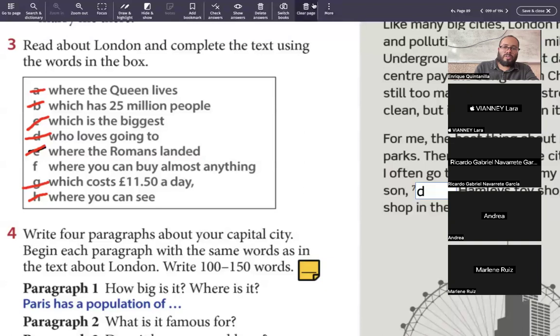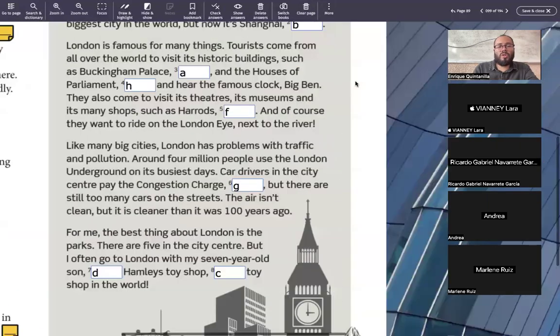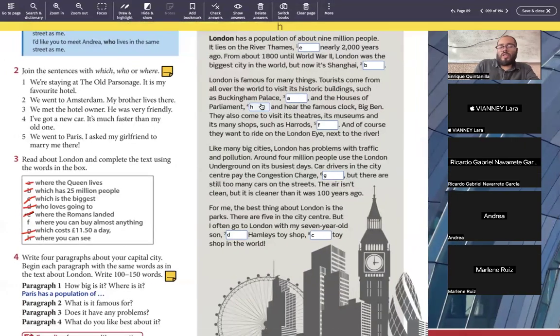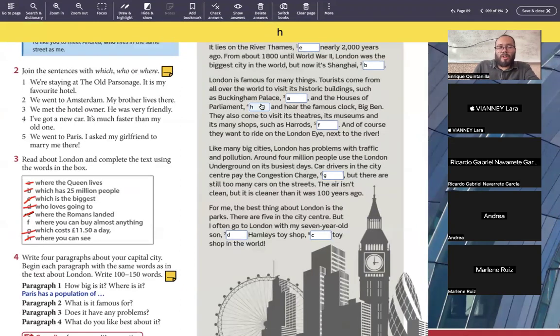Okay, guys, as you can see, it's easier to do that, no? To identify, first read the text without the answers, and then go part by part, identify the relative pronoun, if it's for place, if it's for people, if it's for things, yeah?